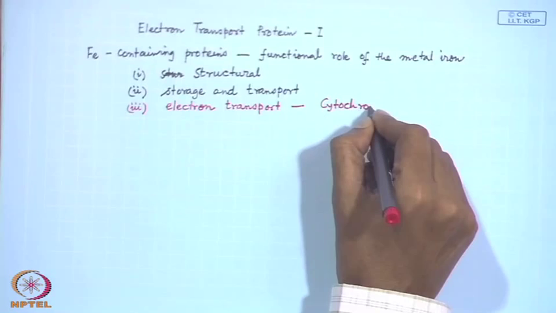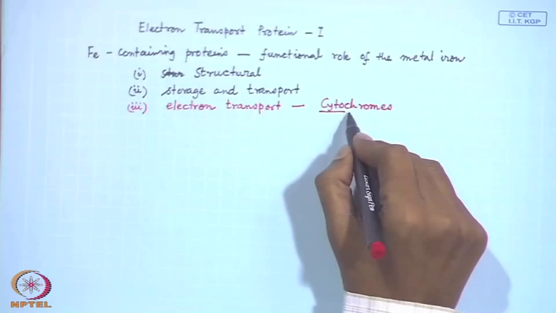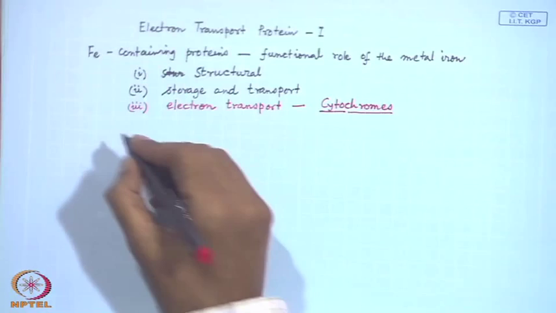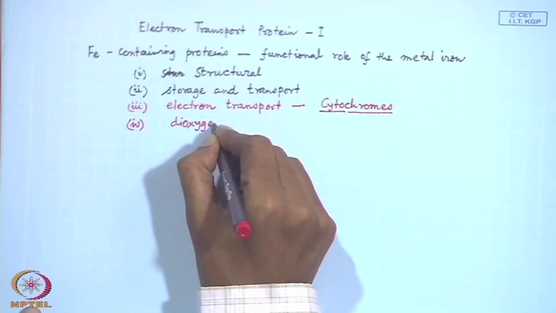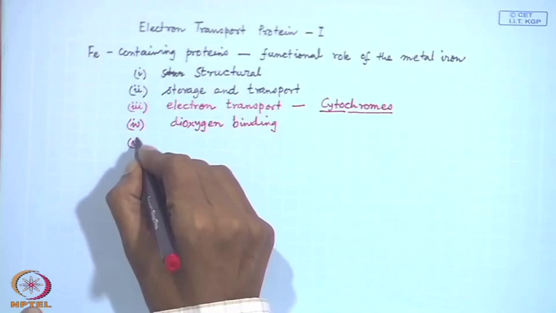cytochromes. They are present within the cells, in the cytosol, and they are very much colored. That means they have some chromophoric part which is responsible for color absorption. So they are our cytochromes, and also we know their function in dioxygen binding in hemoglobin and myoglobin molecules, and we'll discuss a little bit about their catalytic function, which is also very important.